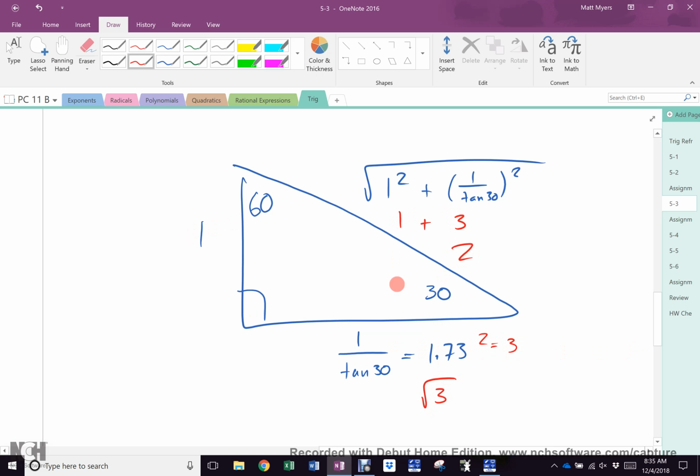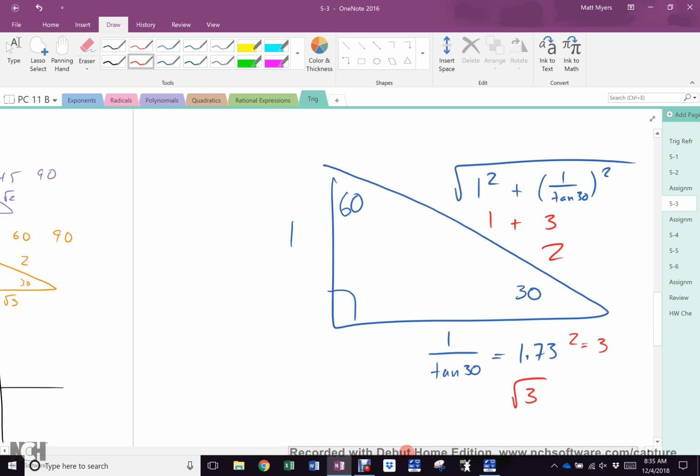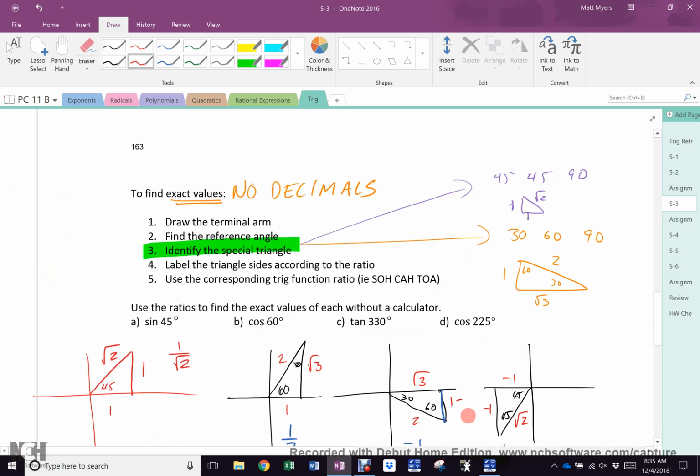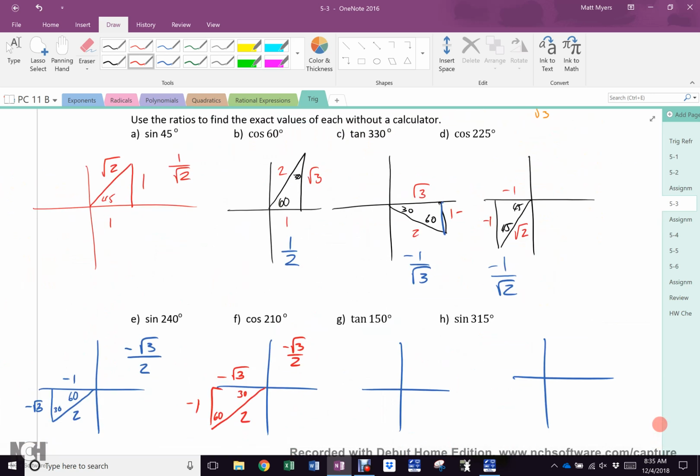Now, I take that triangle and spin it any way I need to, and I get these values. Because there's the 30. So across from the 30 is 1. Since it went downwards, it's negative 1. Across from the 60 is the root 3. Since it went left, it's negative root 3. The hypotenuse is always positive because when you square a negative, you get a positive. So this one, where's 150? Second quadrant. Where's the reference angle?